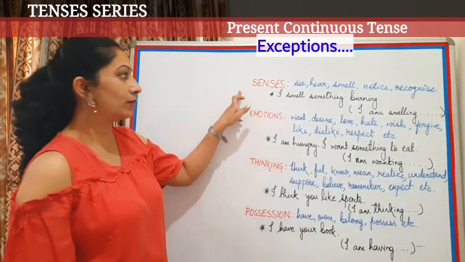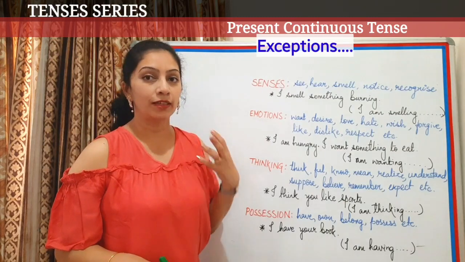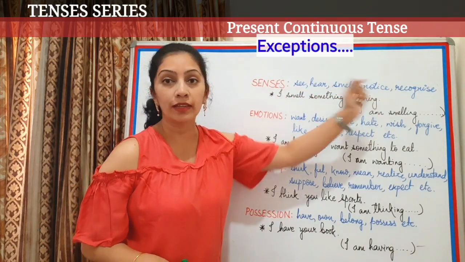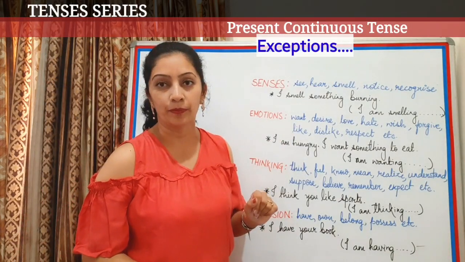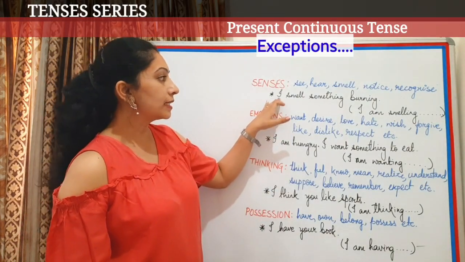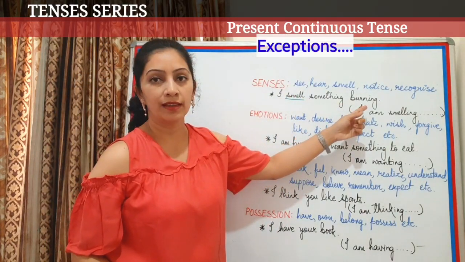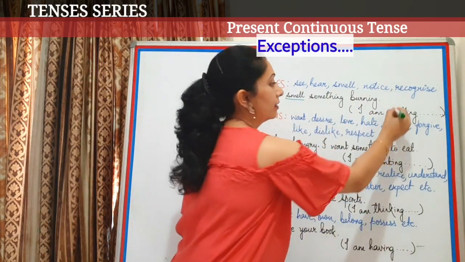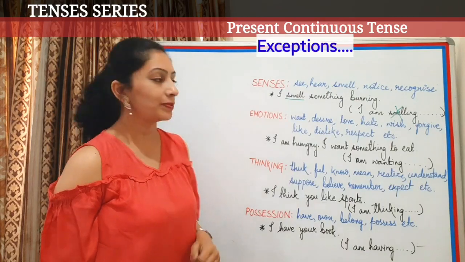Let's start with the verbs of senses. Verbs of senses means that we can sense, like see, hear, smell, notice, recognize. Now these verbs will never have ing form. For example, I can say I smell something burning. That is correct. But if I say I am smelling, then this becomes a wrong usage.